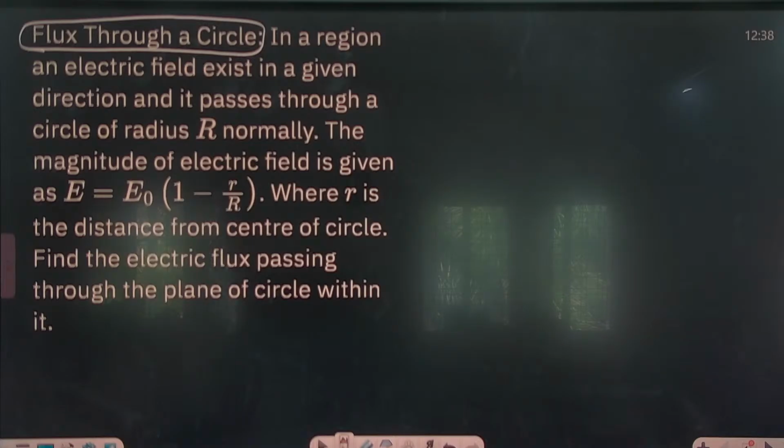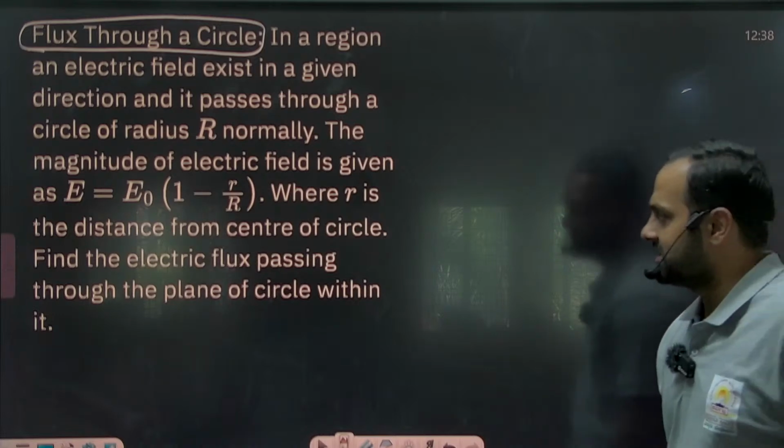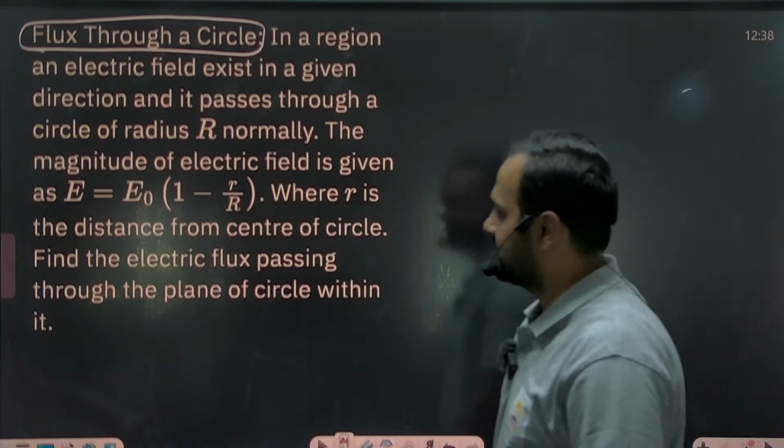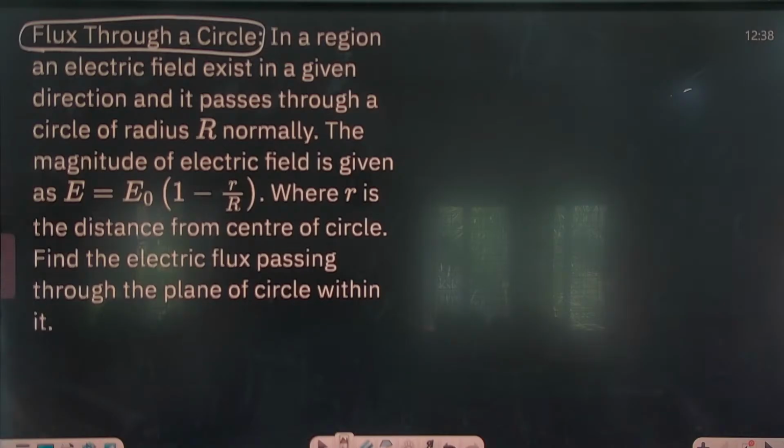Let's say this is the circle, and the electric field is normal to the circle. Then what are they saying? The magnitude of the electric field is given as E is equal to E naught times 1 minus small r by capital R, where r is the distance from the center. Find the electric flux passing through the plane of the circle.